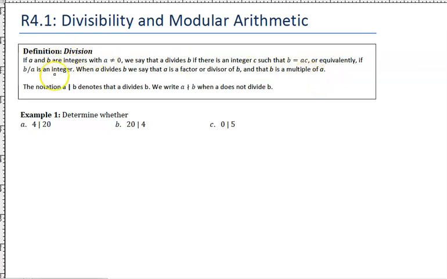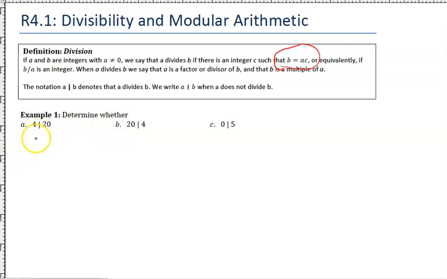But we're going to introduce this notation with the vertical bar. This notation, a vertical bar b, denotes that a divides b. And a with the vertical bar with a slash through it means that a does not divide b. Remember, a divides b if we can write b as a times an integer. So let's look at these examples.